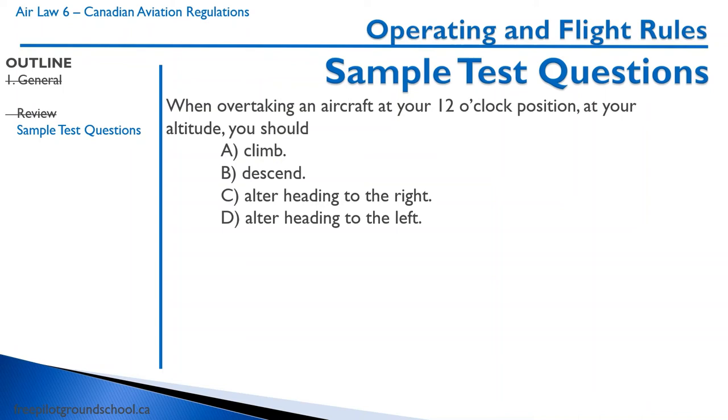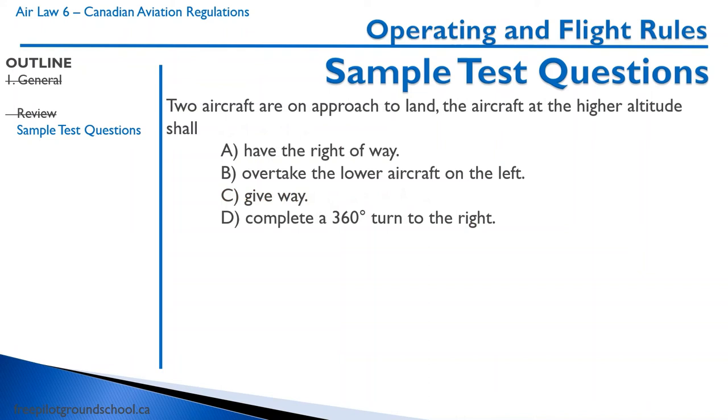So here's a common sense question. Two aircraft are on approach to land. The aircraft at a higher altitude shall... Well, if you're higher up, you probably want to give way to the aircraft on the lower end. So have right of way? No, you wouldn't have right of way. Overtake the lower aircraft on the left? No, you're approaching to land. You probably need to get out of the way. C, give way. That's the correct answer. Complete a 360 turn to the right. That's kind of actually a right answer too.